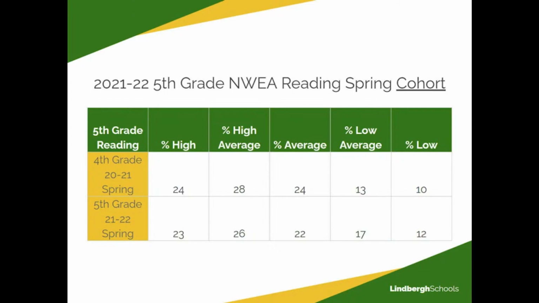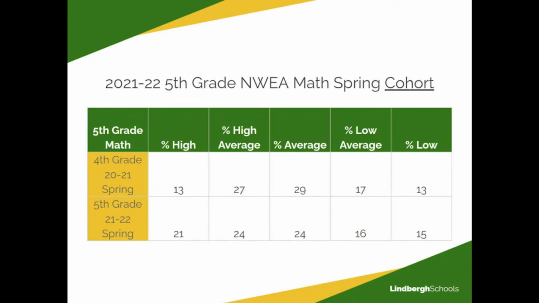But one thing in the math, I wanted a smiley face I drew on my notes, was that in the above average, or above the high average, the very high, our 4th graders, when they were in 4th grade in math, there were only 13% in that top quintile, and that went up to 21%. So good thing that happened there.